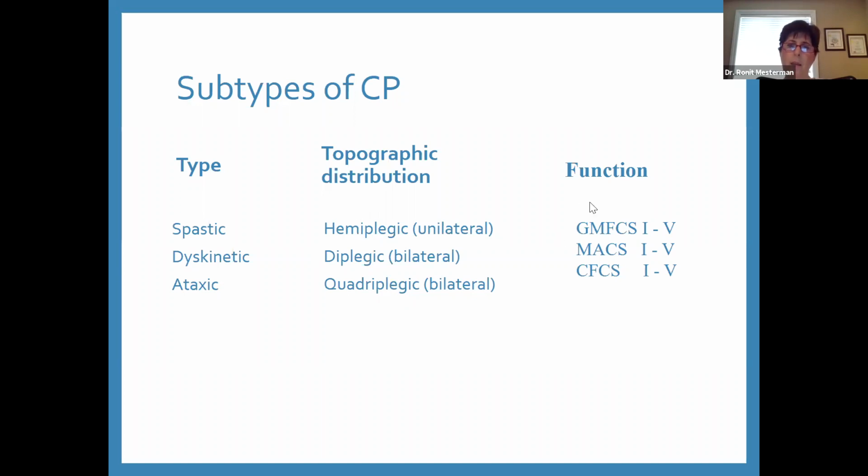distribution. And last, not least, in the last 20 years we have recognition of the different functional levels. Initially the Gross Motor Function Classification System levels 1 to 5, followed by the Manual Ability Classification System, and lately the CFCS, and we now also have a classification for children with CP on swallowing and feeding.